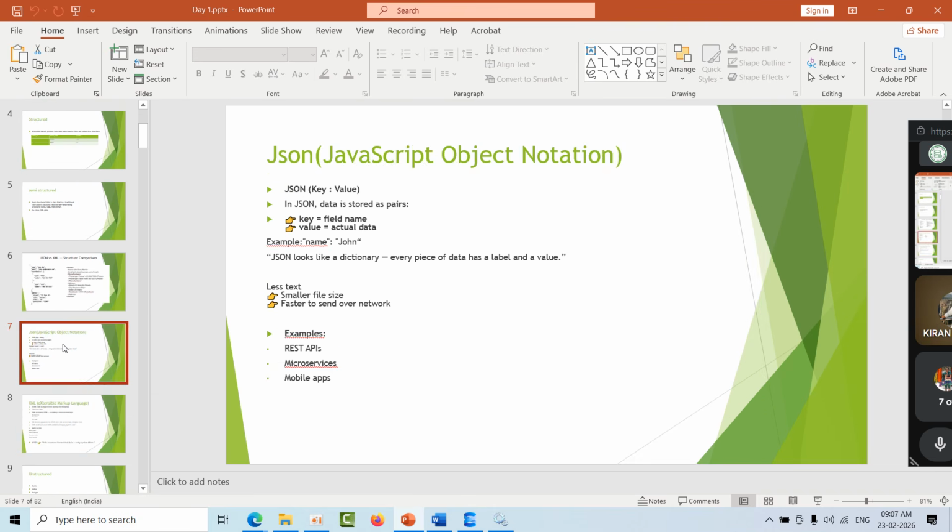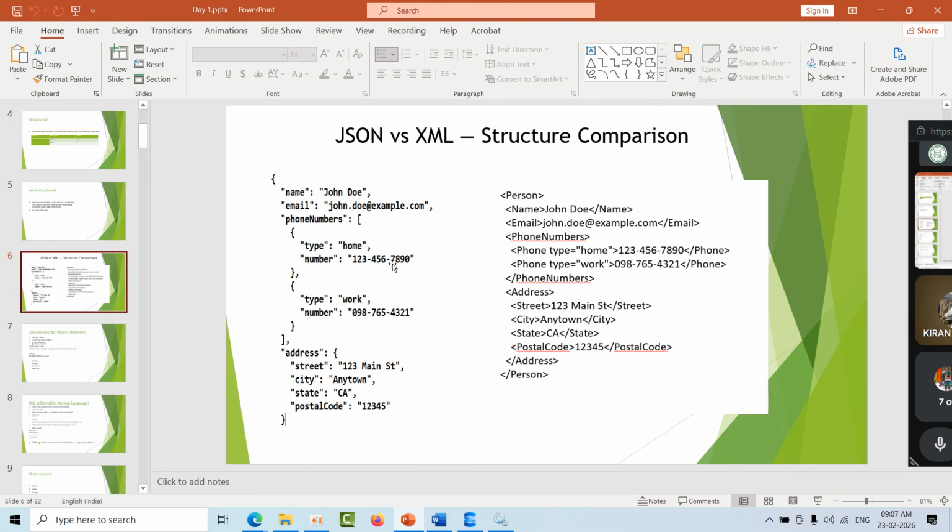Now JSON stands for JavaScript Object Notation, and mostly it is about what the key is and what the value is. JSON data is mostly shared using the concept called key-value pair. If you see here, the email, name John, type home, number home: this is the key and this is the value. If you see here, in the person, name is there, and email. So this is the comparison: XML is going to use the tags.